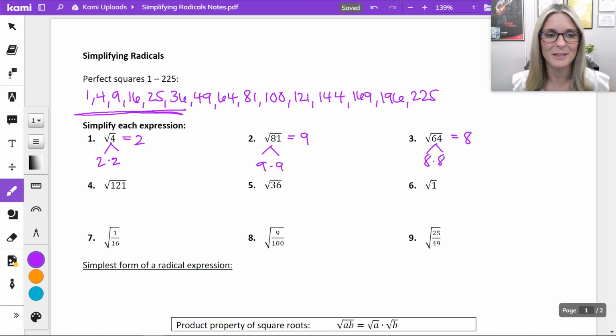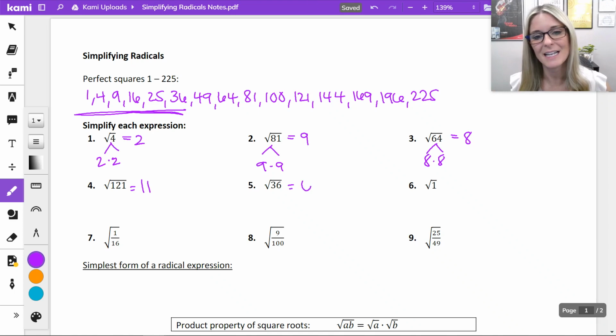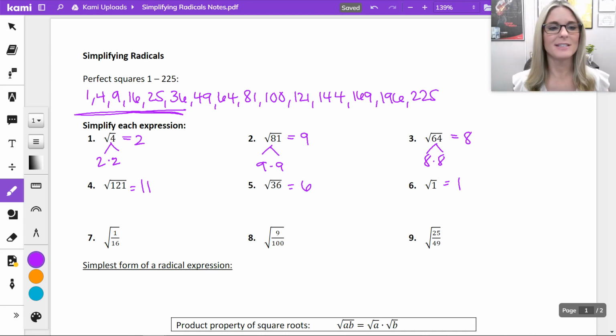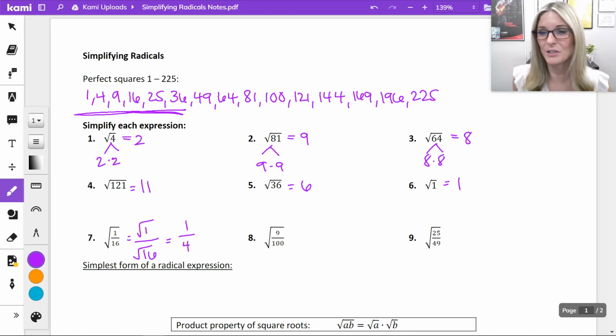Number 4, the square root of 121 is equal to 11. Number 5, the square root of 36 is 6. Number 6, the square root of 1 is 1. And then number 7, what is going on here? We got fractions. And so, yes, you can take the square root of your numerator and square root of your denominator, and it would equal your result. So if I wrote it out, you could just break up the radical there. Square root of 1 is 1. Square root of 16 is 4. Final answer is 1/4 there.